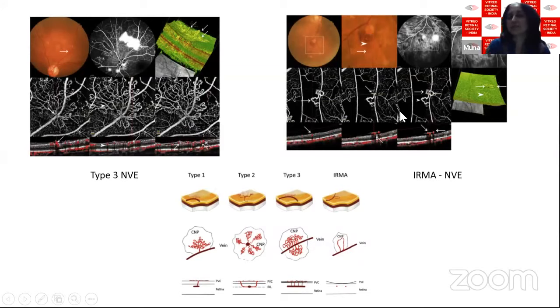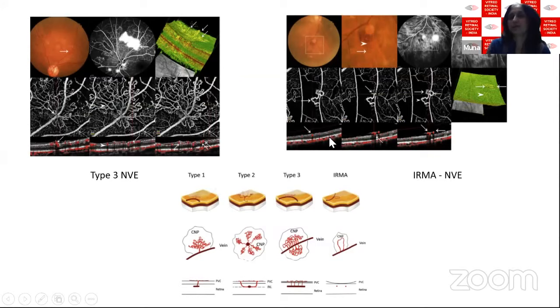And now what is IRMA, and can it be confused with neovascularization? We know that IRMA occurs within the retinal surface. This is a slide where you suspect an IRMA and you also wonder, is there a neovascularization?